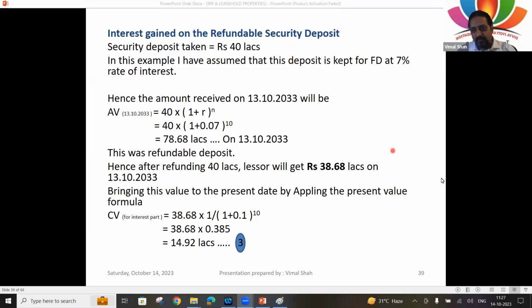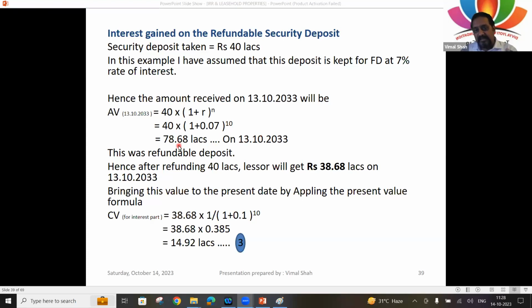Someone had asked me what he will do about the 40 lakh rupees liability. So he is keeping it in FD at 7%. If it is kept in FD, after 10 years he will get the 40 back, along with interest. Am I right? So if he is keeping that 40 lakh rupees in FD today, then what would be the amount that would accumulate in 2033? For that, we will use the compound interest formula of 1 plus R raised to the power n, where n is 10 years. So he will get that 40 lakh rupees along with interest, 78.68 lakh rupees in 2033. Am I right?